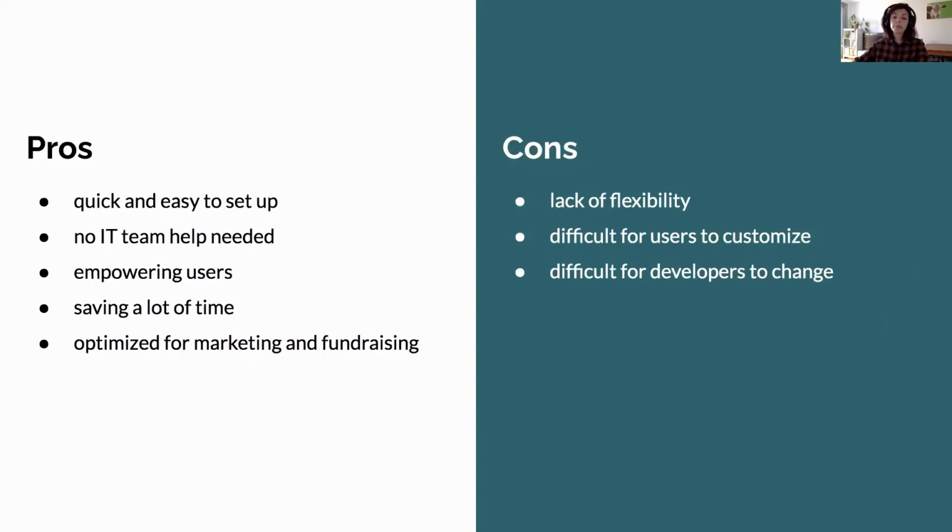No IT team help needed. Yeah, that's the important one, because as an IT team, we can focus on other tasks and other projects, and also other people don't have to wait for us if they want to launch something or start with a new campaign. Empowering users. So basically, campaigners and content managers can decide when and what to publish. They have more control over our websites, and they can manage them independently.